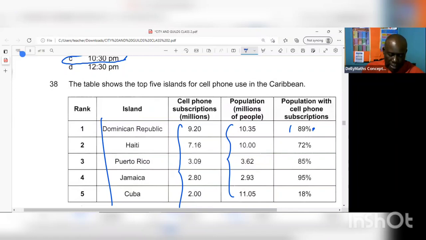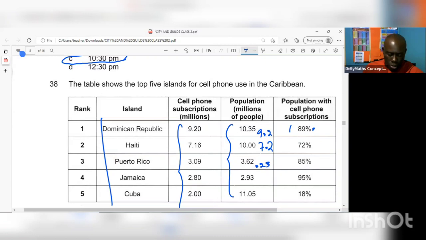So we're talking about 89% of 10.3 something mil. This is like 9.2. Let's hold that. So the biggest number here will win. We're talking about 72% of 10.7. That's about 7.2. So this is losing here. 85% of 3.62. That's a very small number. That's like 0.2 something.